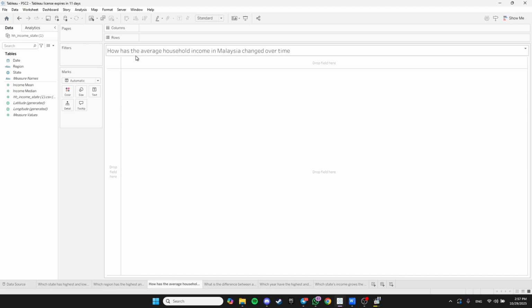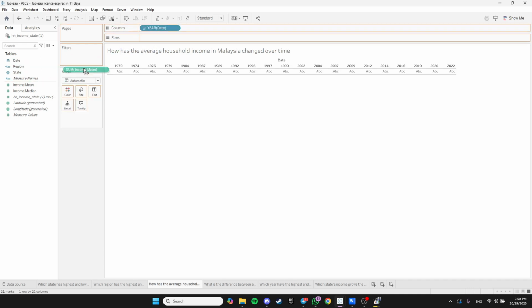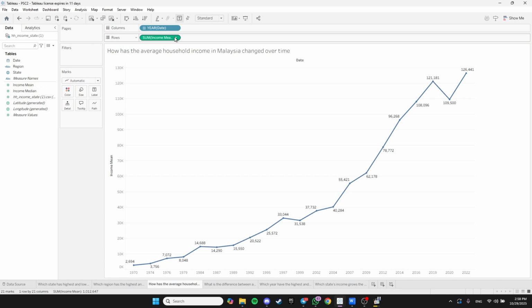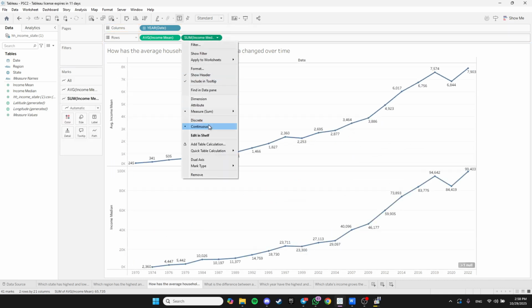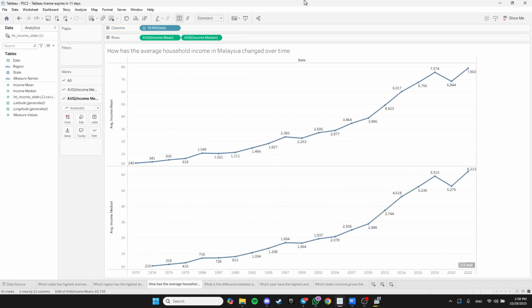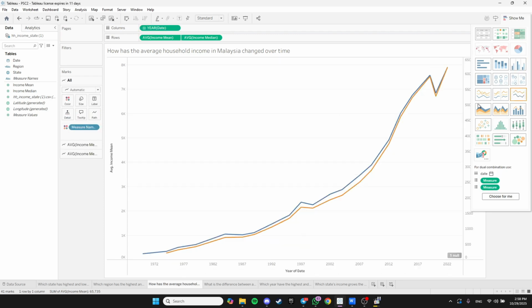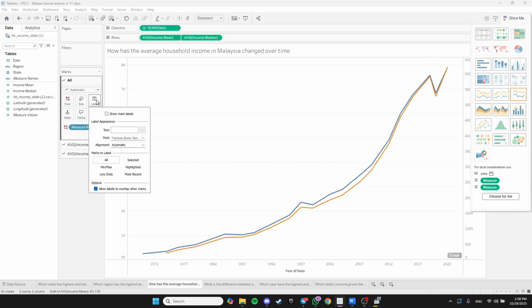So my question is, how has the average household income in Malaysia changed over time? So first step, I drag the year to the column, and I drag the income mean to the rows, and I set the measure from sum to average, and also we drag the income median to the rows, and also set this to average. After that, I drag the measure names to color, and the next step is I change the line chart to this pattern. And the last step is I show the mark labels so that we can see the amounts clearly.